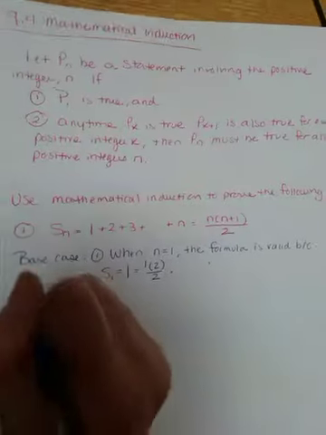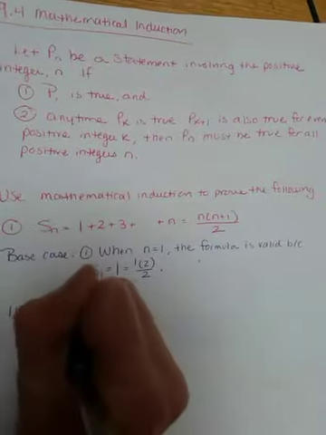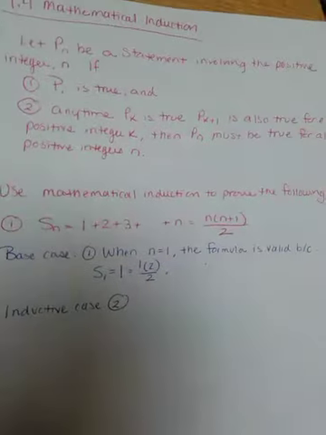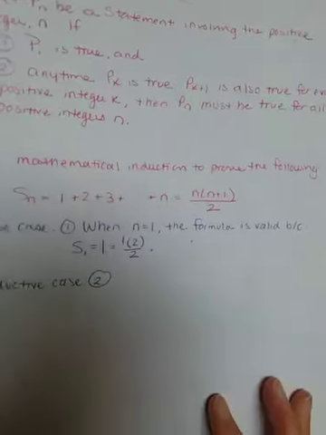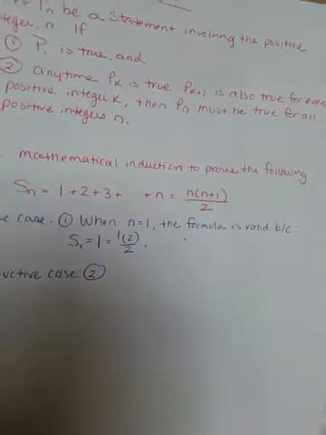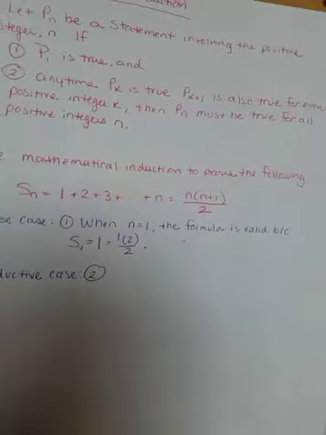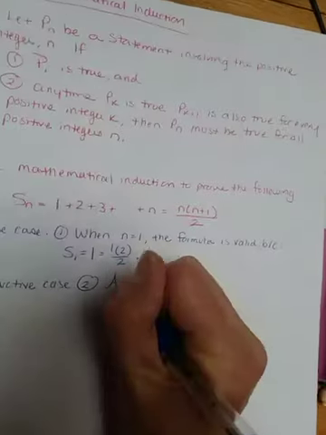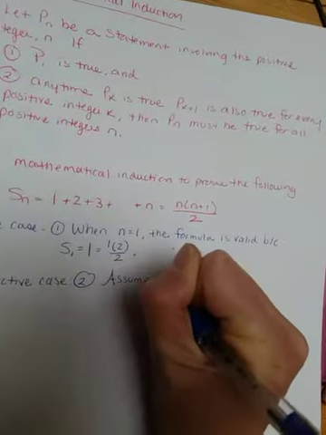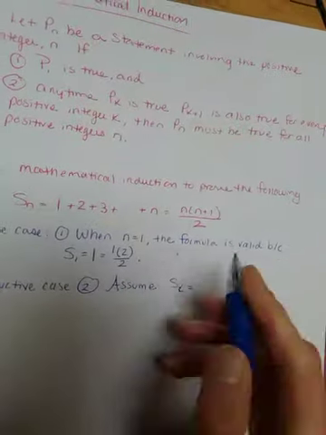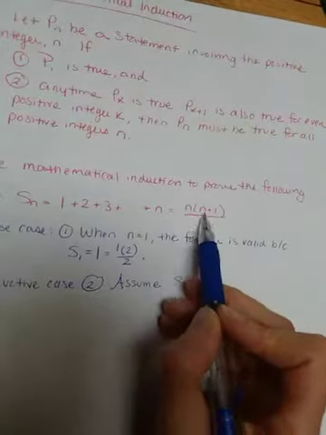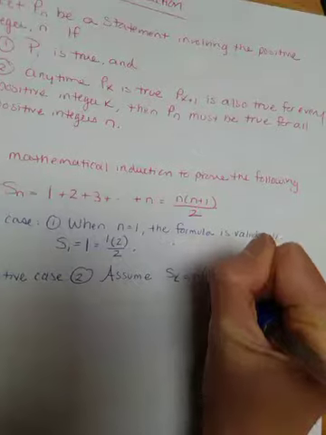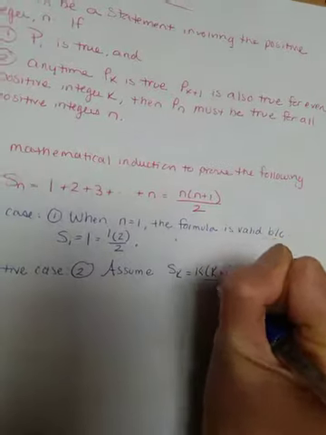So now step 2 is called the inductive case. Again, it's a little bit wordy. You can shorthand it where you want. Let me see how we can shorten this a little bit. All right, so we are going to assume S sub k is equal to, and I'm going to put k into the equation that I was given here. So k times the quantity k plus 1, divided by 2.